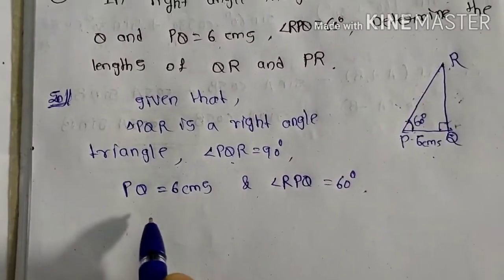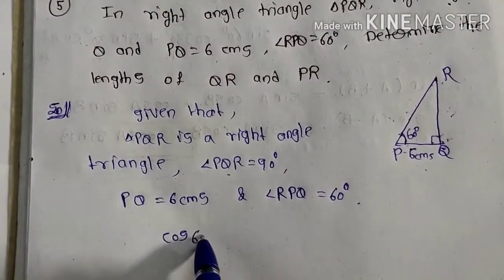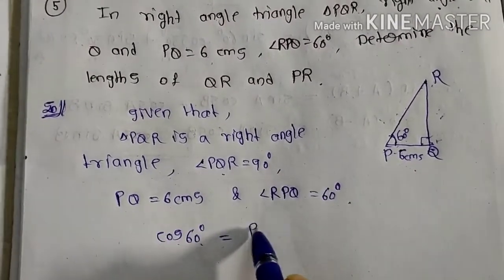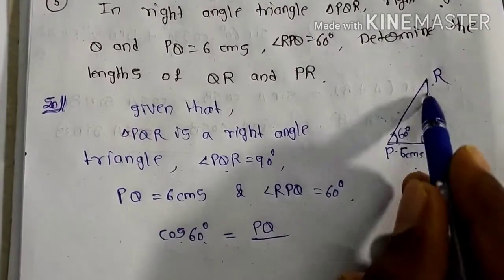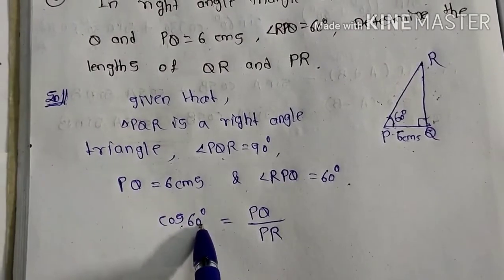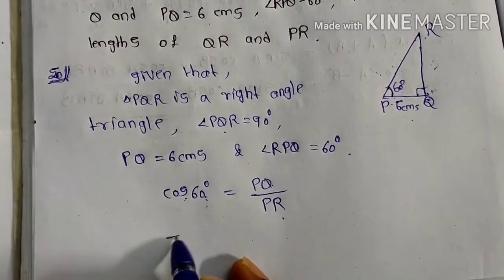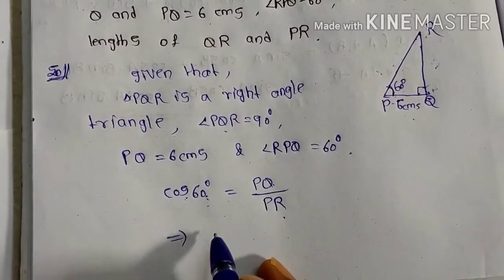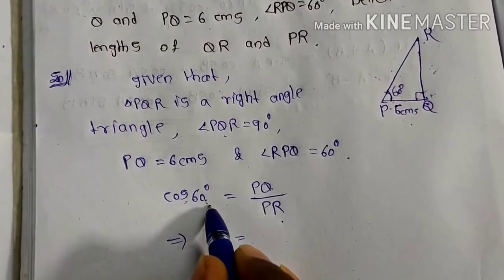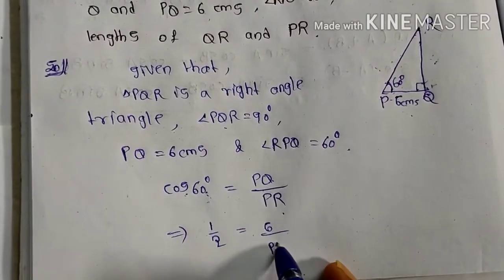See, I am using cos 60. You can write here cos 60 degrees is equal to, what is the adjacent side? PQ. PQ by hypotenuse will be PR. Yes or no? You know that formula. Cos theta is equal to adjacent side by hypotenuse. See here cos 60 value is how much? Is it root 3 by 2? Is it 1 by 2? 1 by 2 only. You can remember here. Cos 60 will be equal to 1 by 2. PQ value you know, 6 centimeters by PR you can write here.